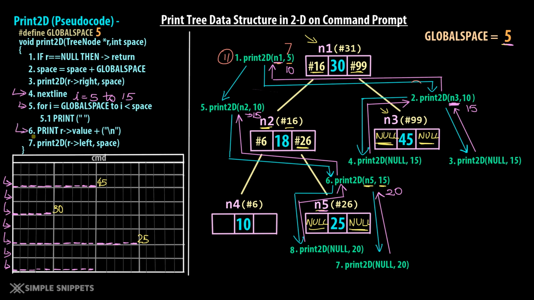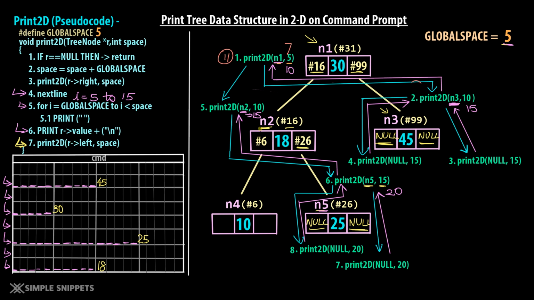After this we will execute the 6th instruction, which is print r of value. r is nothing but n2 in the 5th print 2D. n2's value is 18. So I'm going to print 18 over here, because our cursor is at this position now. And after that, at the 7th instruction we're going to call print 2D, and we're going to go to the left child.